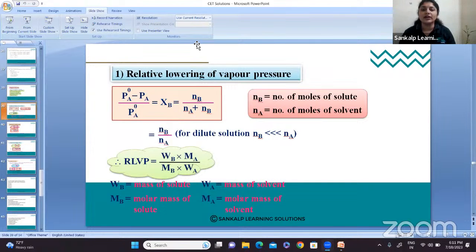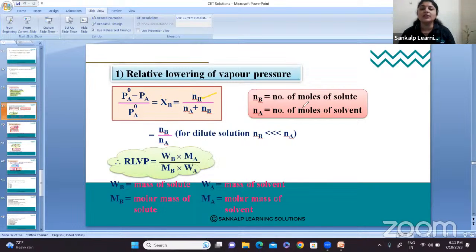When you're talking about relative lowering of vapor pressure, the formula or equation used is this, where this is psi B, that is the mole fraction of solute B. The mole fraction of solute B can be calculated as the number of moles of solute upon the total number of moles of A and B, that is solute and solvent. It can also be given as P naught A minus PA upon P naught A. This is the formula for relative lowering of vapor pressure.